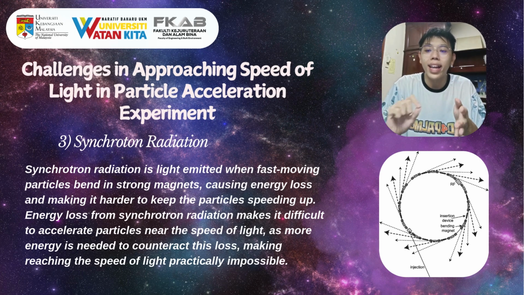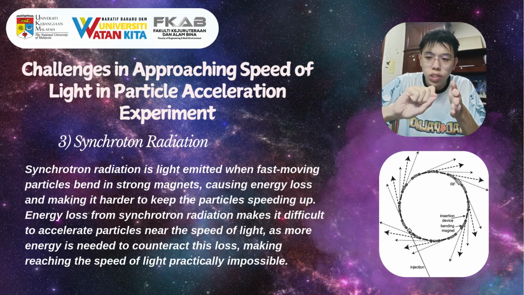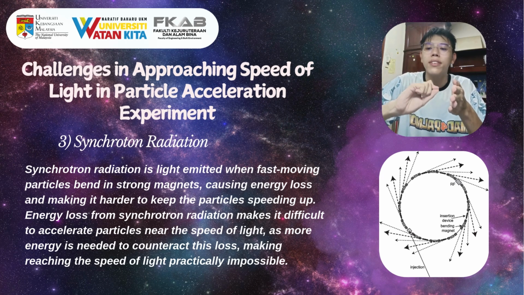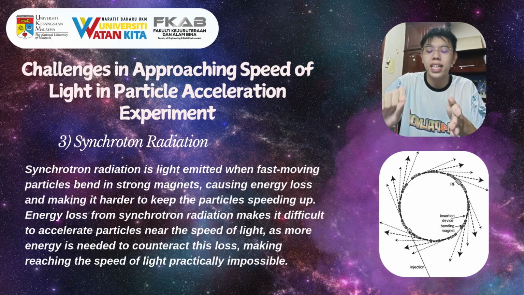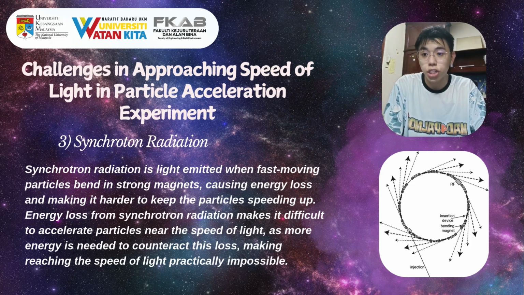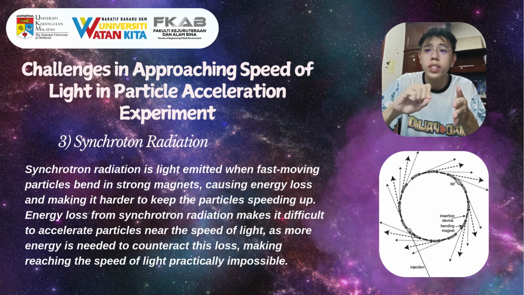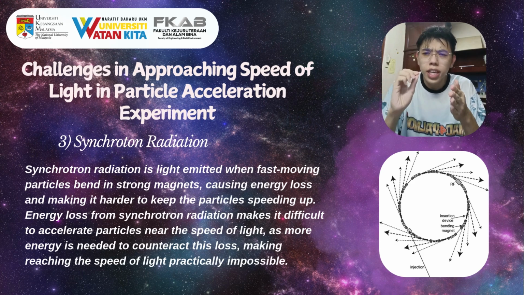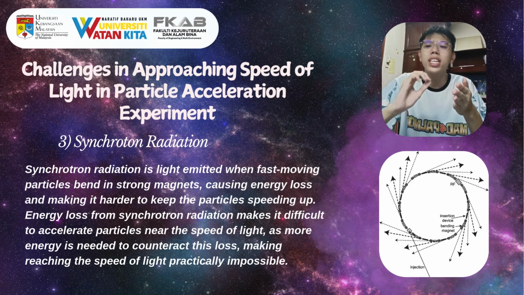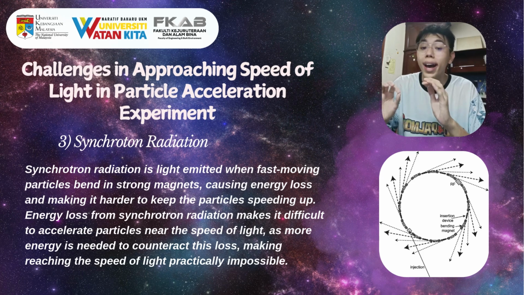But there's more. As it bends, it loses some of its energy by giving off light. This light is known as synchrotron radiation. Now, losing energy in the form of light slows the particle down a bit. To keep the particle moving fast, we need to supply the particle with more energy.